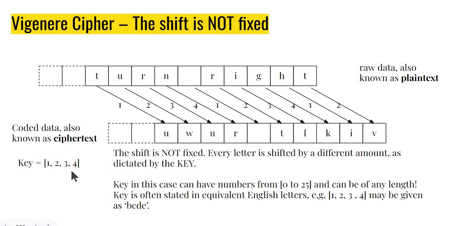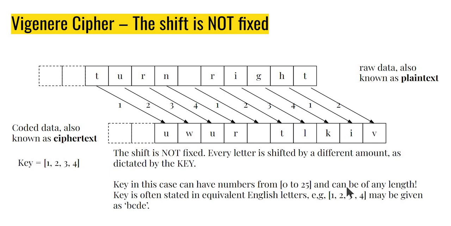Now, very often the key is mentioned as letters. So for example, 1, 2, 3, 4 may be written as B, C, D, E. Sometimes you even take English words as the key, but really the idea is the same or at least very similar. So I'm going to keep it simple. In our case, the key will have numbers from 0 to 25 because that's the amount of shift we are going to give in English, and it can be of any length.